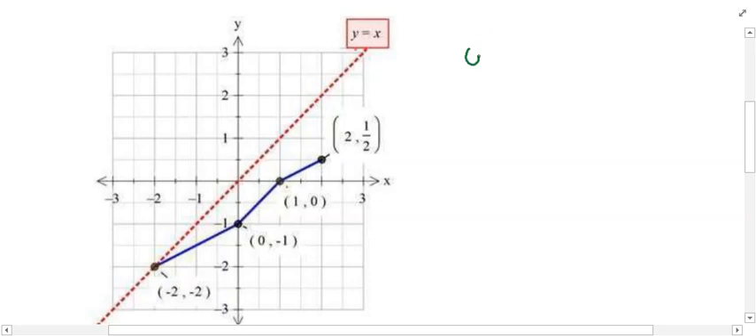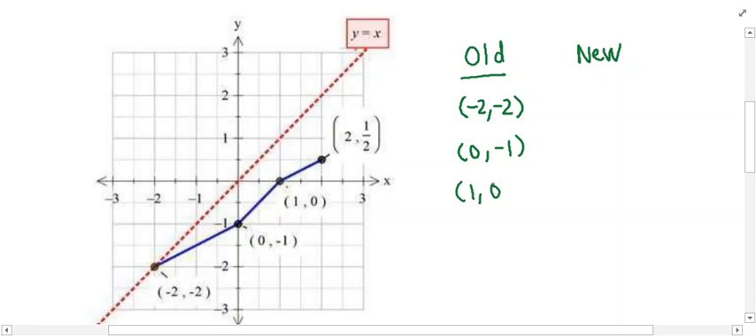I'm going to make a list of old points and new points. The points that are called out on the curve are (-2, -2), (0, -1), (1, 0), and (2, 1/2). It's extremely easy to do this. To get your new points, all you have to do is switch the x and the y coordinates. If we start with the point (-2, -2), x and y are the same, so if you flip-flop x and y, you're going to get the same point back.